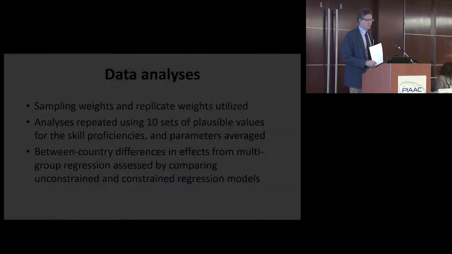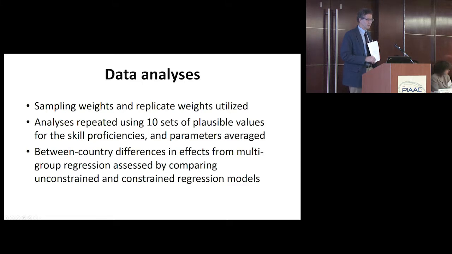And so for our data analysis, we, of course, used the sampling weights and the replicate weights, and repeated the analysis using the 10 sets of plausible values for the skill proficiencies, and the parameters were averaged. This became very tedious in the multi-group regression, because there's no provision in R or Mplus or any of the packages for testing full and constrained models with plausible values, and even the theory behind that is a little bit undeveloped. And so we carried this out using Mplus, in fact.